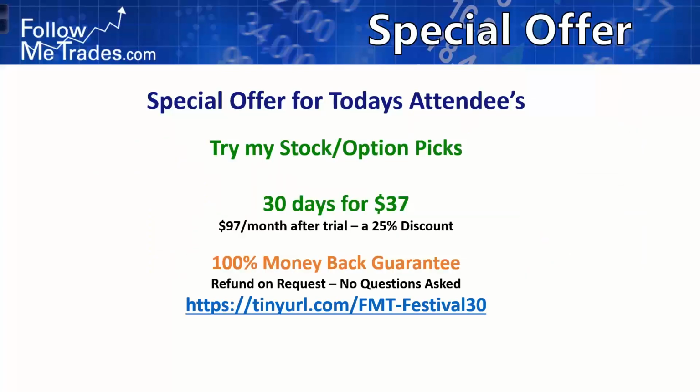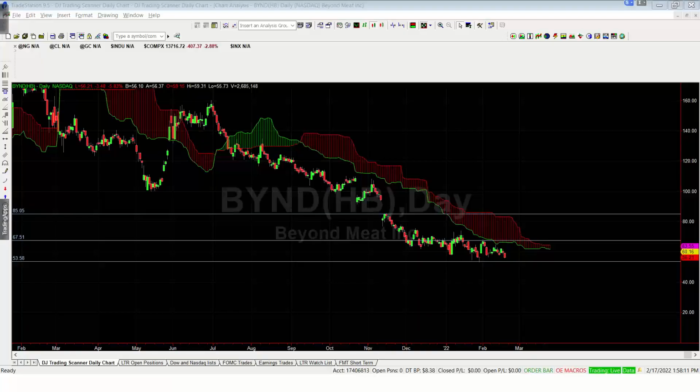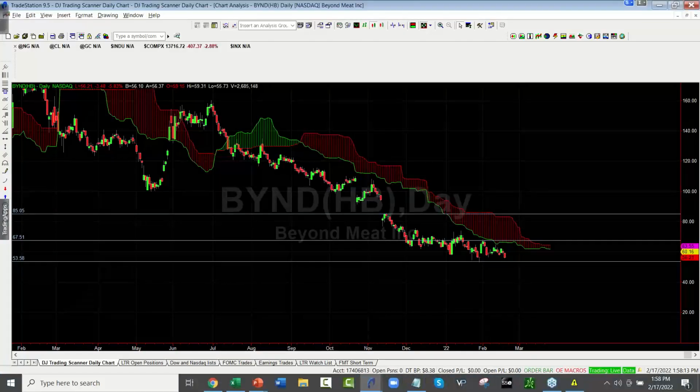Let me catch up on the symbols here. We did Beyond Meat. Like I say, I just have to kind of make fun of Beyond Meat. It's like, hey, if I wanted to be a vegetarian, I'd be a vegetarian, not go eat vegetables that have been made to taste like meat. I don't get it. But that's just me.